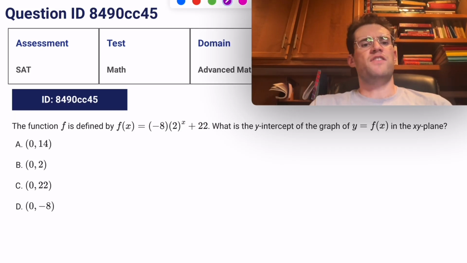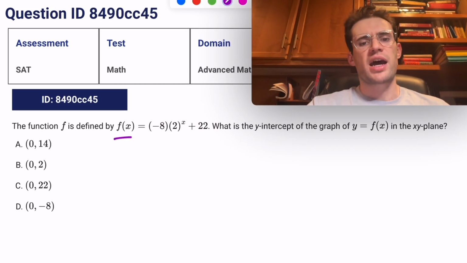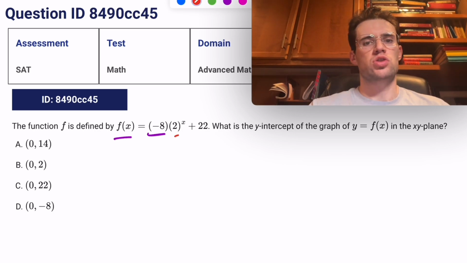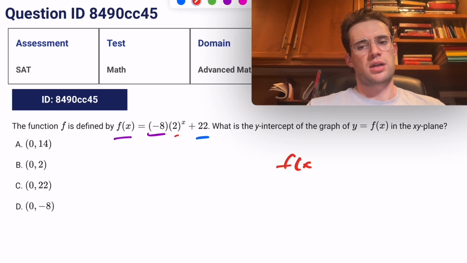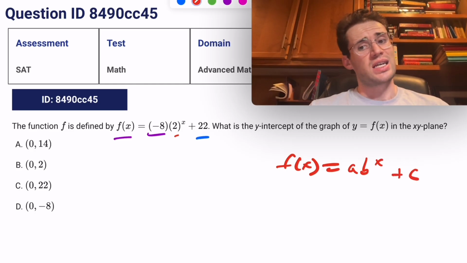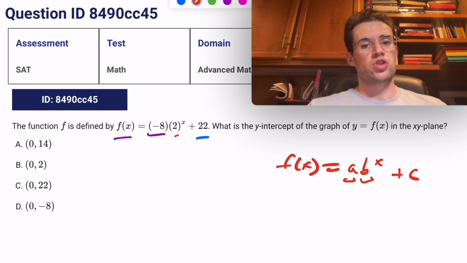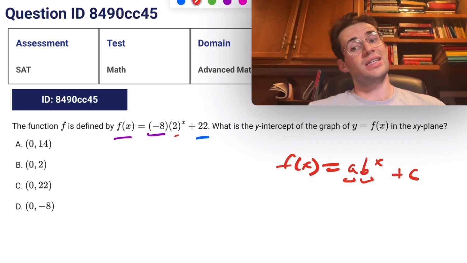All right, the function f is defined by f of x equals the quantity -8 times the quantity 2 raised to the x power plus 22. So this is an exponential function here. You write it out as f of x equals a times b to the x, I guess plus c. A lot of times they don't have a plus c part, but the growth factor is 2. The initial value is -8. Well, actually, it's not the initial value because you have this plus c over on the side.